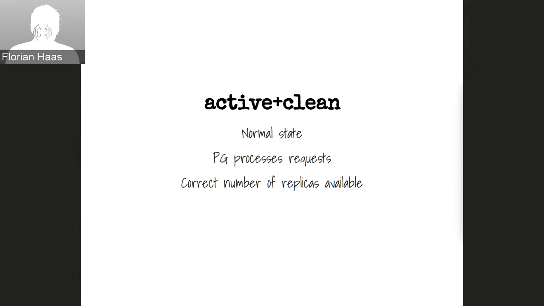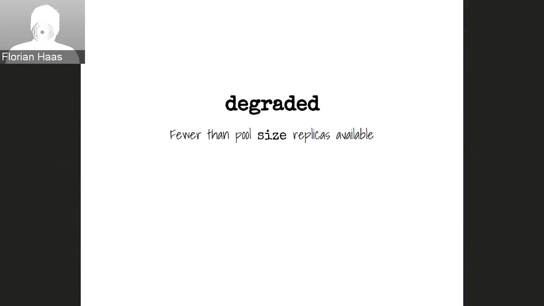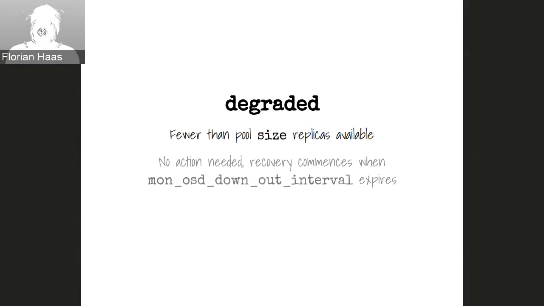If we have a placement group that is currently in a degraded state, then that simply means that that placement group currently has fewer replicas available than are mandated by its pool size. So in other words, for example, we have a pool size of 3 and we only have 2 replicas available. So what should you do in this case? Well, most of the time, actually nothing. So typically, no action is needed in this state.